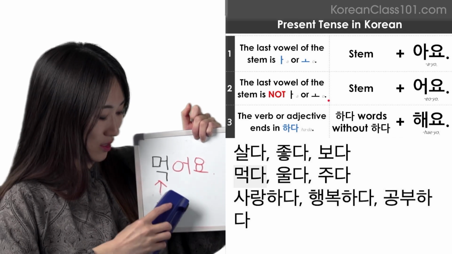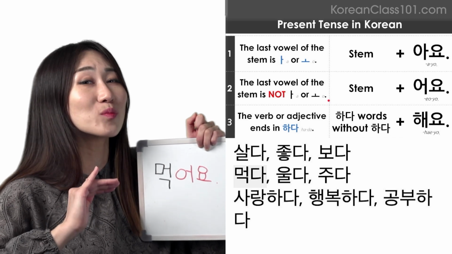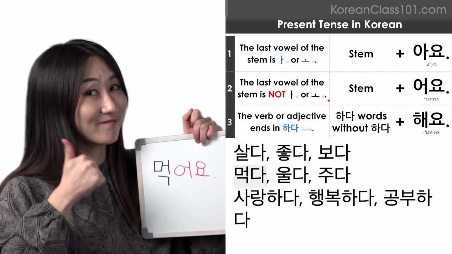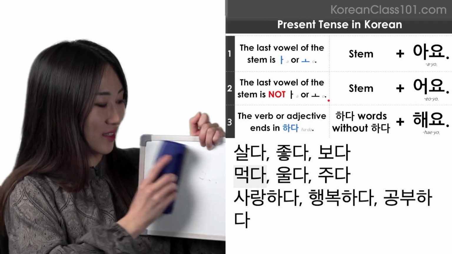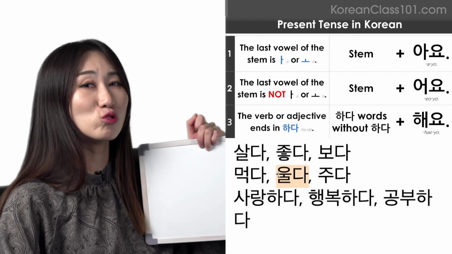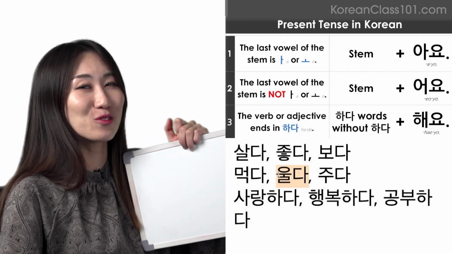먹어요. It means someone eats or I eat. 먹어요. This is the present tense in Korean. Are you okay with this? Let's practice a little bit more. Let's look at the second verb, which is 울다. Do you remember the meaning? 울다 means to cry.